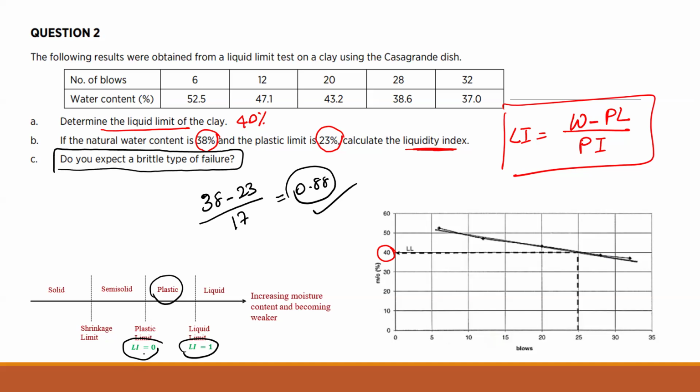So in our case, this is within the limit. So the liquidity index is between 0 and 1. So our soil is plastic. So we can say it doesn't have a brittle failure. Make sense?